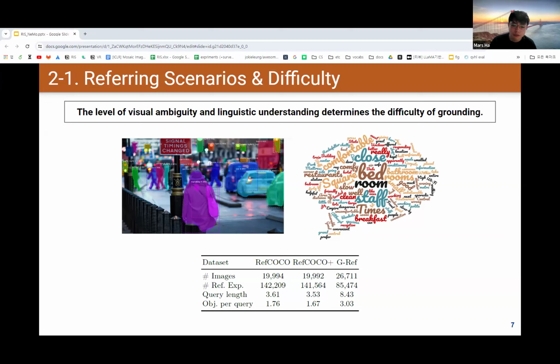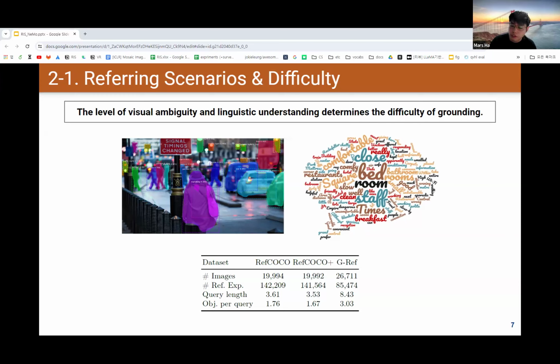To reflect this human behavior of referring to something, and to evaluate and promote the machine's multimodal understanding capability in the RIS task, benchmarks like RefCOCO, RefCOCO+, and G-Ref are annotated in a way that images have to contain at least a certain number of objects of the same category, as in the table showing dataset statistics.